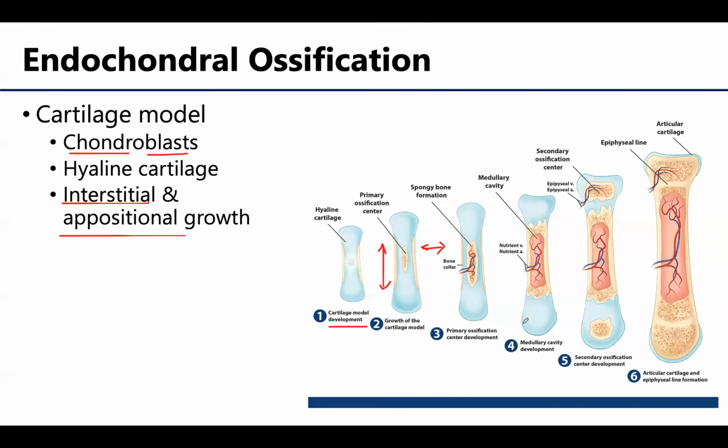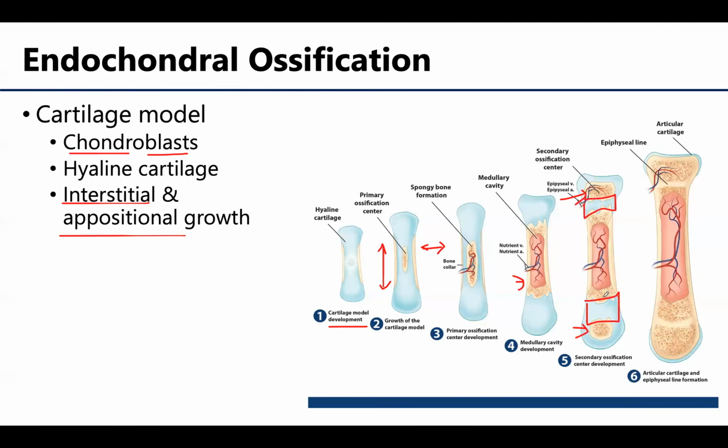You can see through these steps, bone will eventually begin to replace the cartilage model. First, this will occur in the diaphyseal region, and then it will begin to occur in the epiphyseal region. And you can see that you will have this plate of cartilage that will persist and allow for bone length growth to occur. So this is that epiphyseal plate right here, in that metaphyseal region.